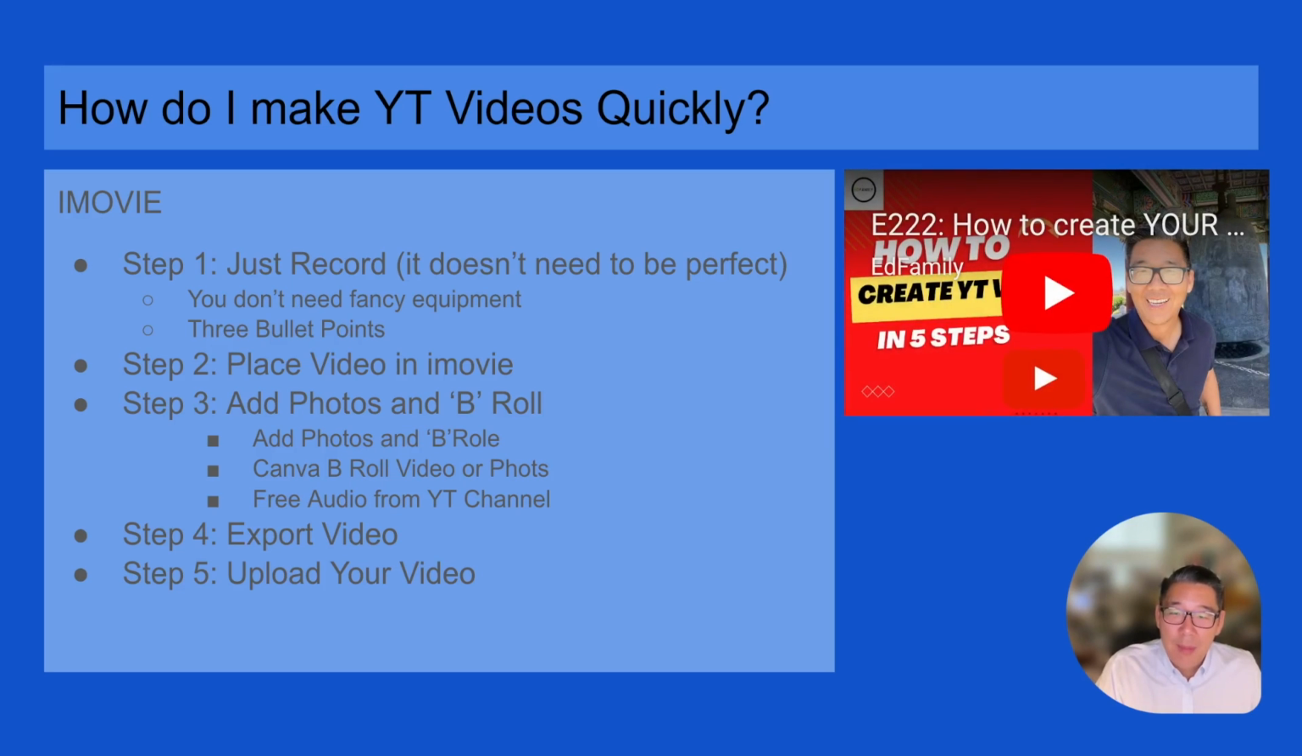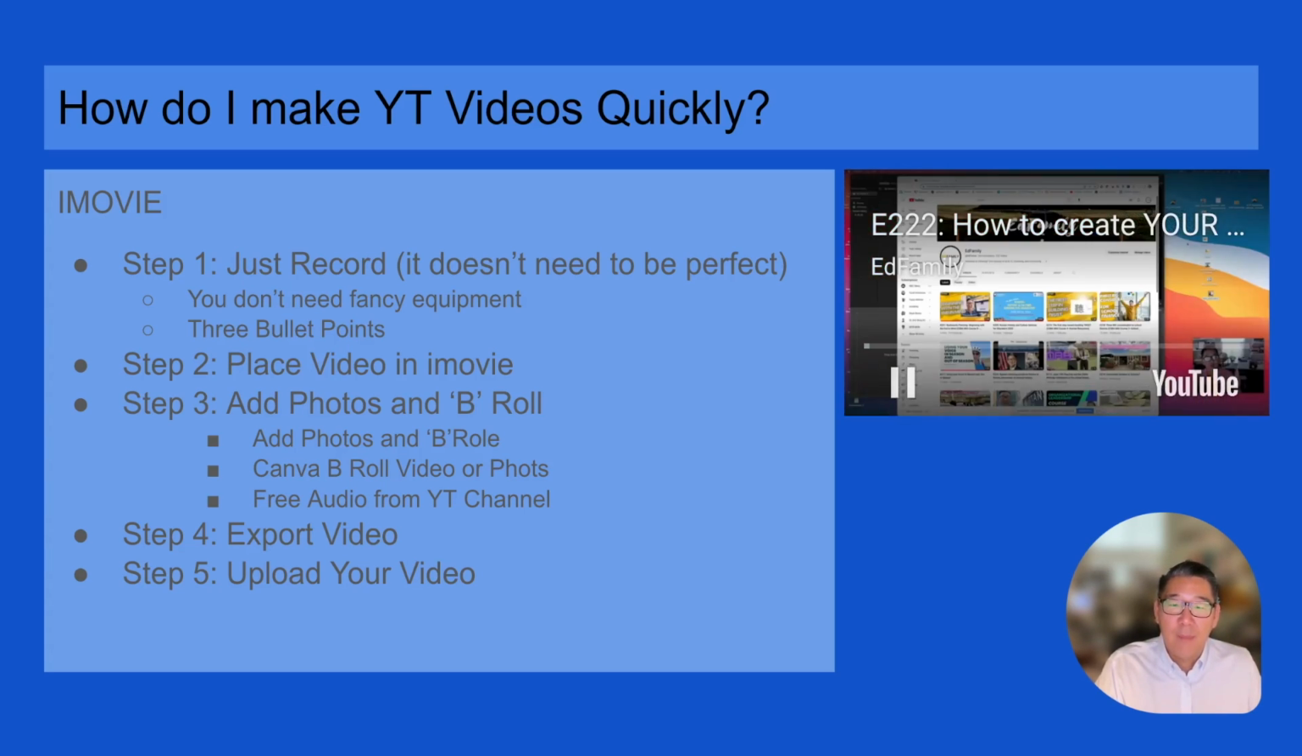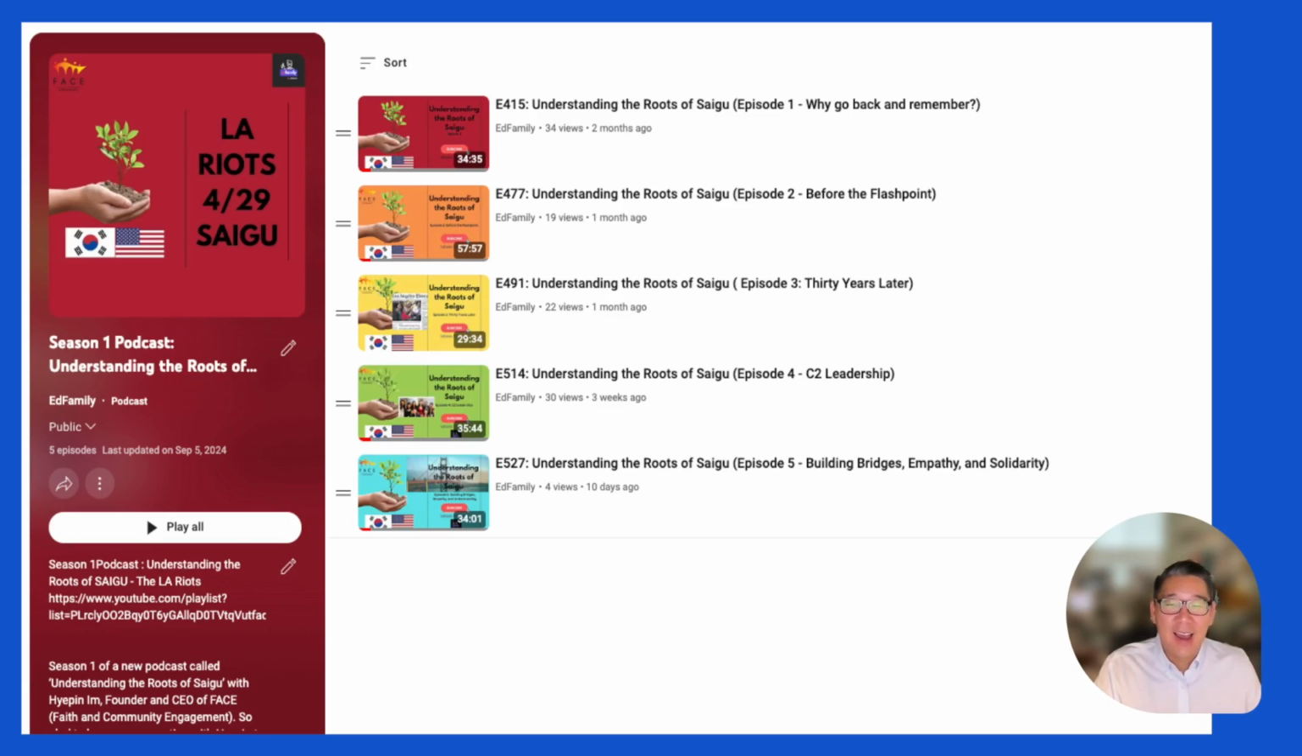Now, how do I make YouTube videos quickly? I'm not going to go through all these points, but I am going to talk about these 5 steps, and I do have a video on how I create videos quickly. So how do I make videos? But I will say that there's a philosophy that I've learned from Think Media that says just press record. Don't worry, don't overthink it. Just press record, just like I press record today.